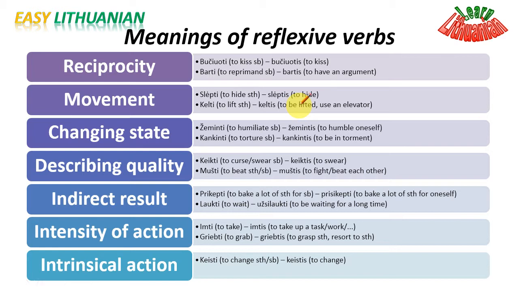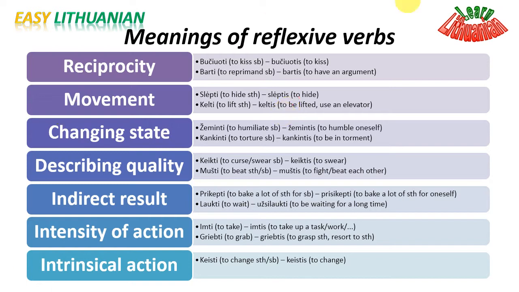Movement happens. For example, aš paslėpiau knygą, I've hidden the book. Or aš pakėliau knygą, I've lifted the book, I've taken the book. But if you use the reflexive verb, aš slėpiuosi, I'm hiding. Or jis slepiasi, he is hiding. Or jis keliasi liftu, he is being lifted by an elevator, he's using an elevator.